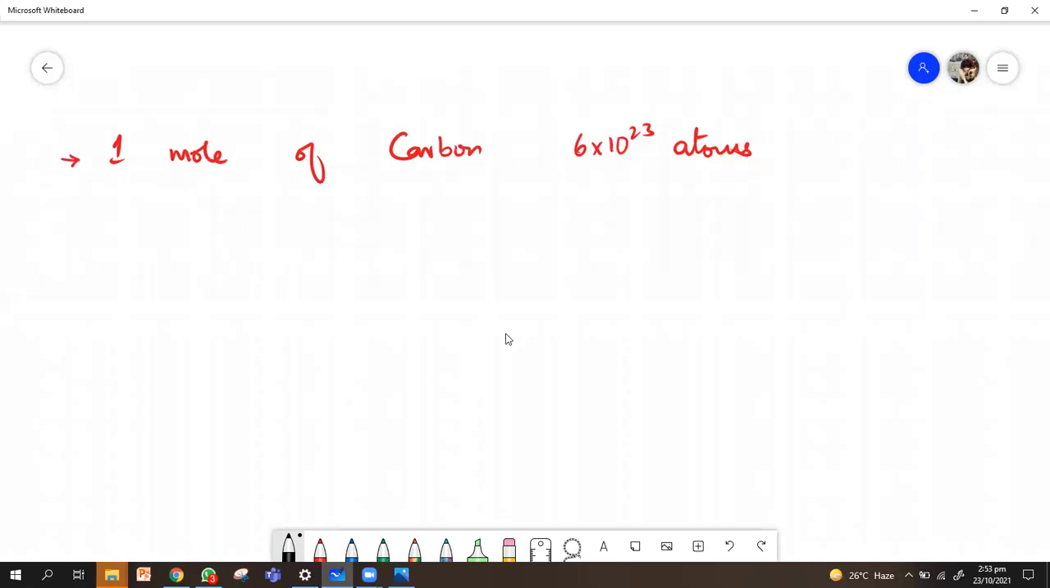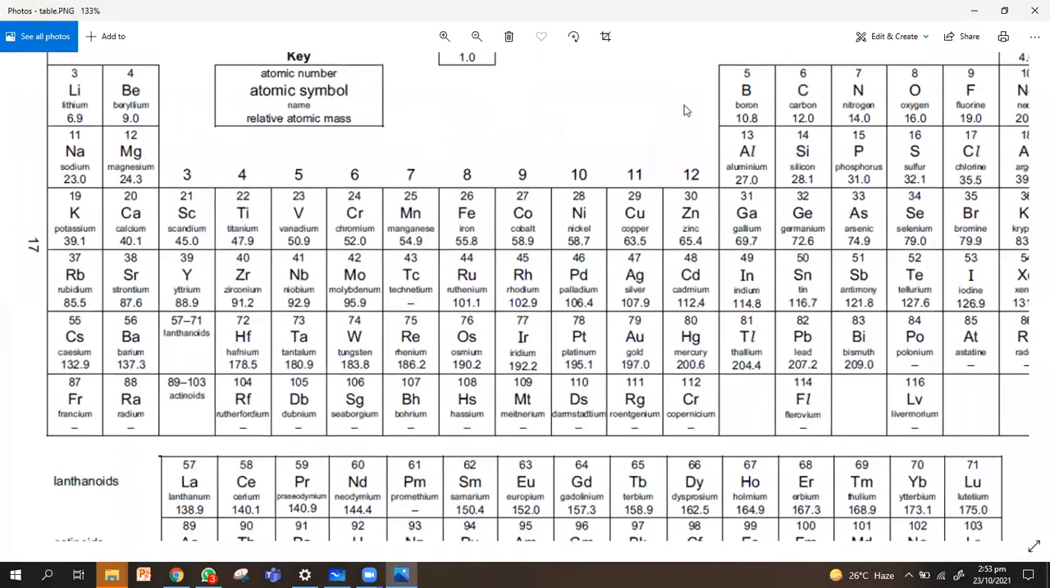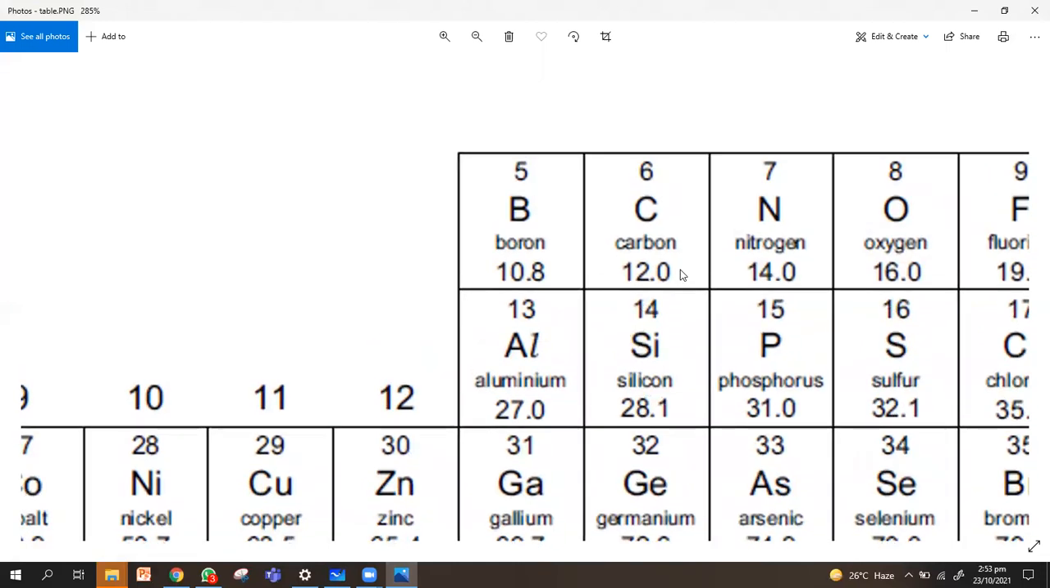No idea? Okay, let me tell you. Beta, what is this? Ye kya hai? This is the periodic table. Can you see carbon over here between boron and nitrogen? Can you see that? Now, answer a simple question.